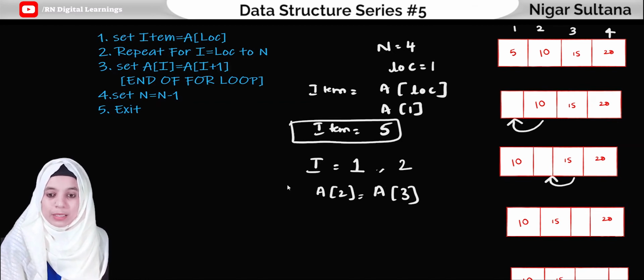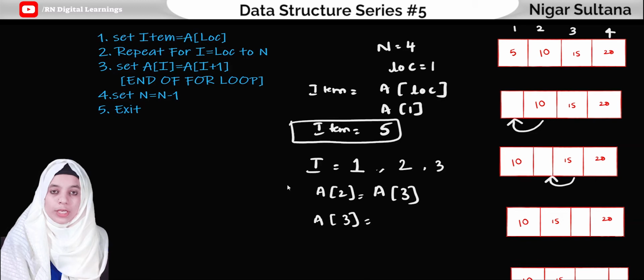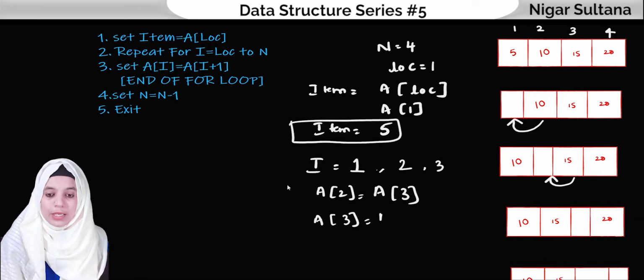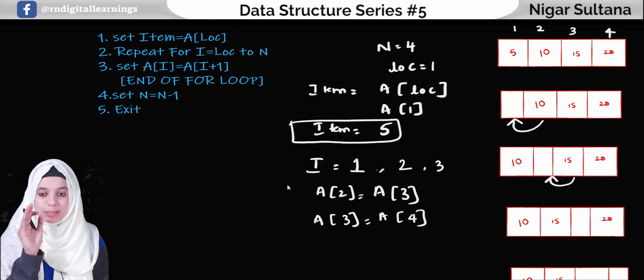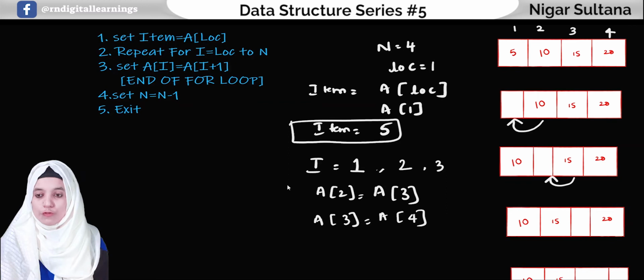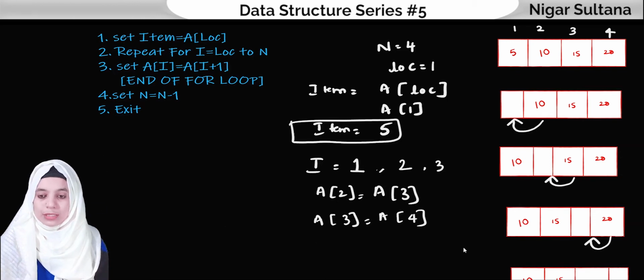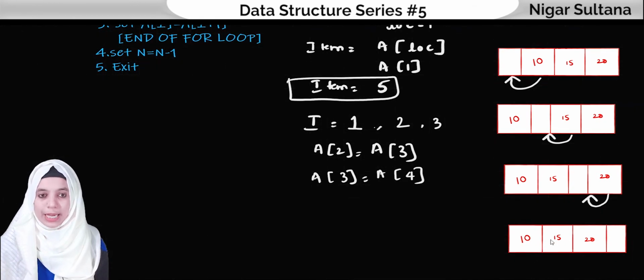Yes. Now again increment i, so i will be 3 now. Now a of 3 is equal to a of i plus 1, which is a of 4. It means whatever item we have in the place of a of 4, I must place into a of 3. So what is there in a of 4? See, in a of 4 I have 20. Now I must place it in a of 3. So the resulting array will be 10, 15 and 20.